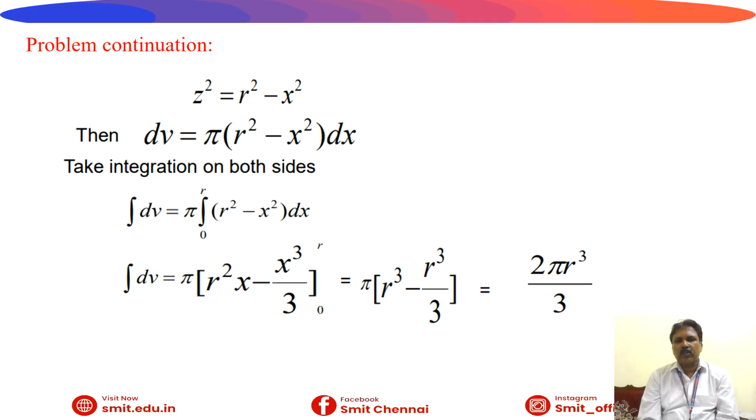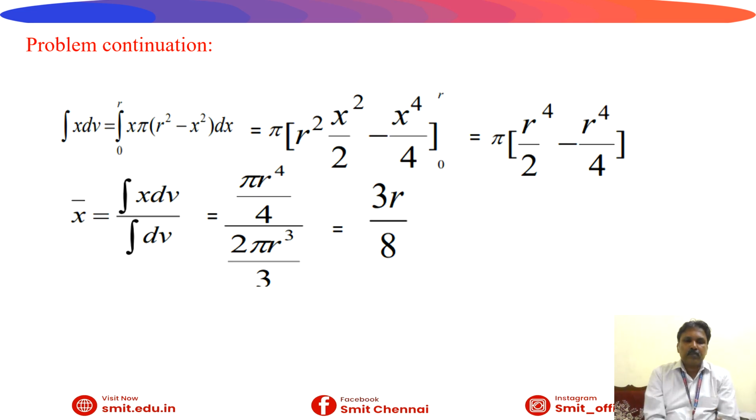Then integrate it. What you will get is r square x minus x cube by 3. Then you have to apply the limit 0 to r. Upon applying x equal to r, already one r square is there, it will become r cube minus r cube by 3. Finally, 2 pi r cube by 3. So this is the derivation we have done for the solid hemisphere.